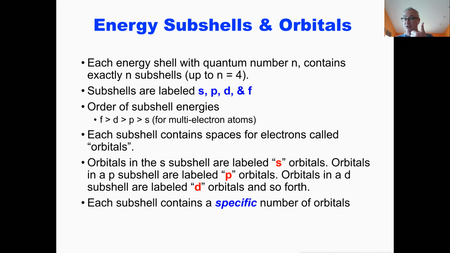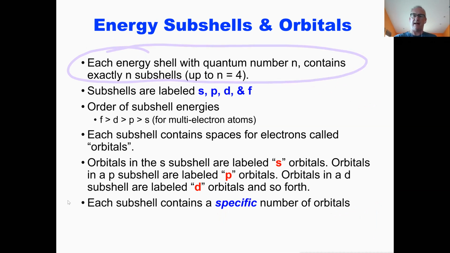So subshells and orbitals. What is a subshell? So each shell, and remember, this is the spherical shell that we're relatively familiar with, has exactly that same number of subshells. So n equals 1, there's 1 subshell in it. N equals 2, 2 subshells in it. N equals 3, take a guess how many subshells that has in it. 3, right? Up to 4.